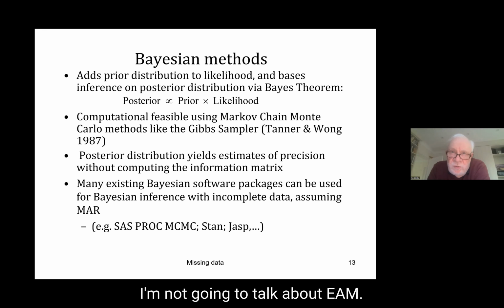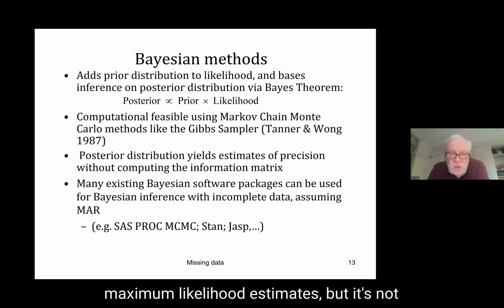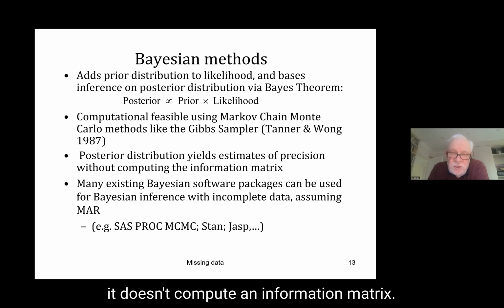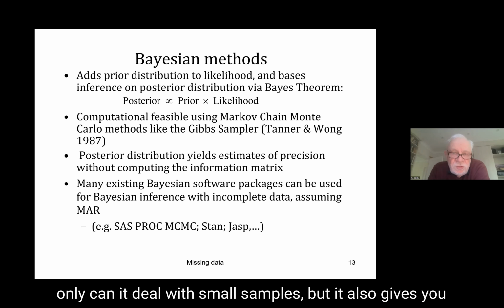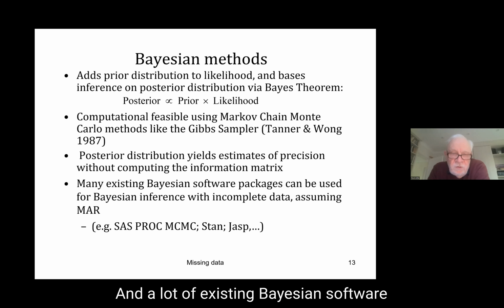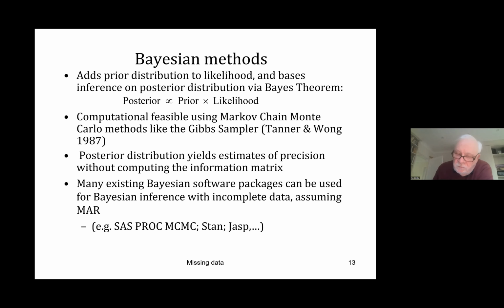I mentioned EM, I'm not going to talk about EM. EM is a very handy algorithm for calculating maximum likelihood estimates. It's not so good for calculating the standard errors. It doesn't give you the standard errors because it doesn't compute an information matrix. Bayes is actually better, from my point of view, because not only can it deal with small samples, but it also gives you estimates of precision through the posterior distribution. And a lot of existing Bayesian software packages can be used for doing Bayesian inference with incomplete data, most of them assuming missing at random.